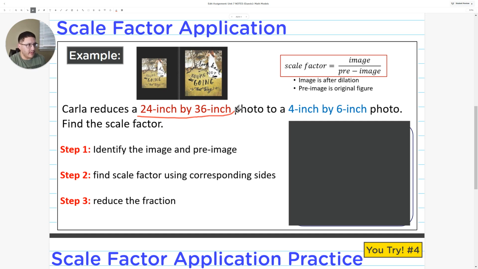So this is the original, and then this is the image. Now that we've identified the image and the pre-image, we can find the scale factor by using their corresponding sides. So I'm going to use blue to highlight that. So 24 corresponds with 4, and then 36 corresponds with 6.